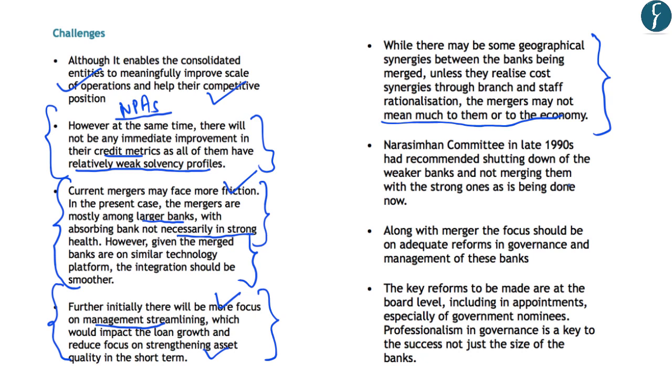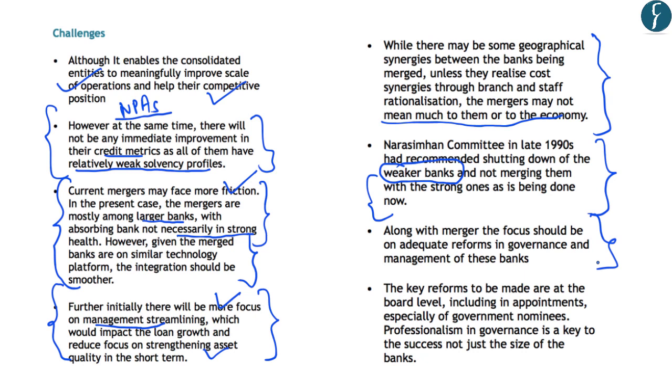Now, previously, the Narasimhan Committee, which was created for banking reforms, had recommended the shutting down of weaker banks, and it had not favored the merging of such weak banks with the strong ones. However, presently, what is being done is that weak banks are being merged together. So in such a scenario, it is highly unlikely that the economic situation of such banks will improve in the short term.